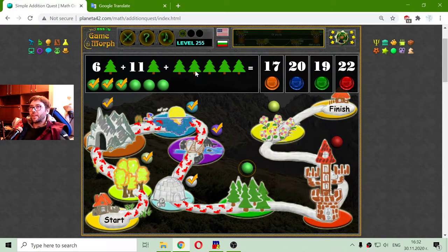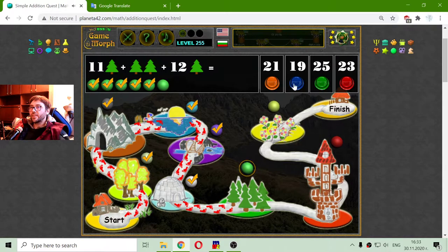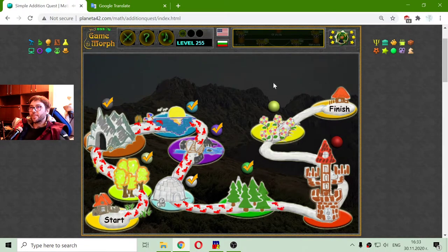Let me see, these are 5. I have 5 here. And 6. This is 11. Plus 11, 22. 22 pine trees. Now 1 pine tree plus 12 pine trees is 13 trees. Plus 4, this should be 17 pine trees. And here I have 11 plus 2 is 13, plus 12 is 25. There are 25 pine trees.